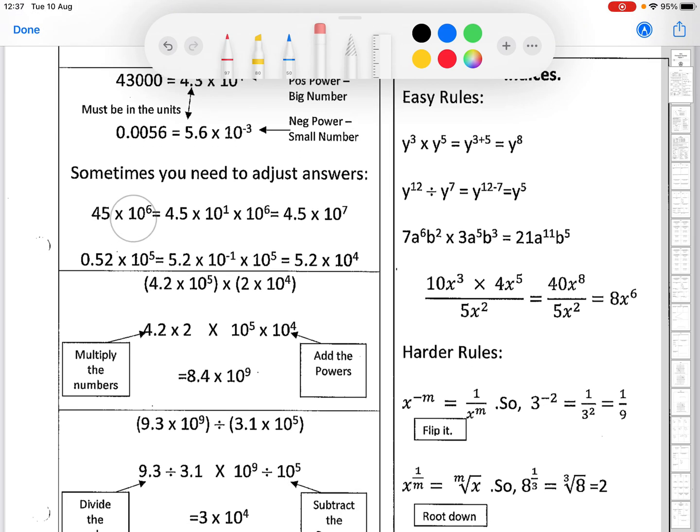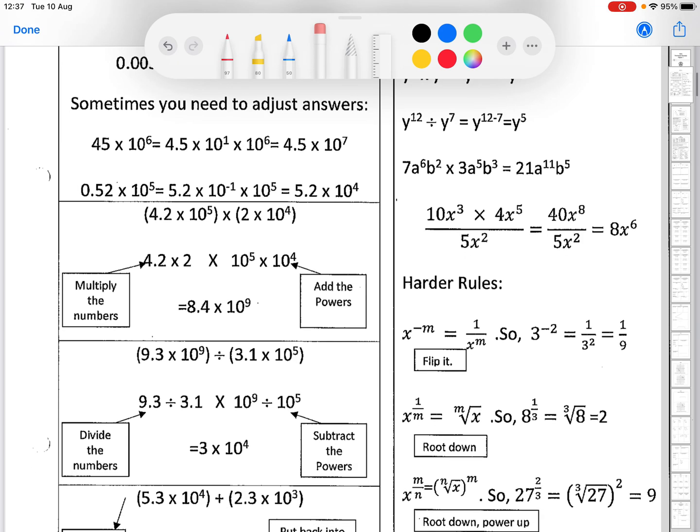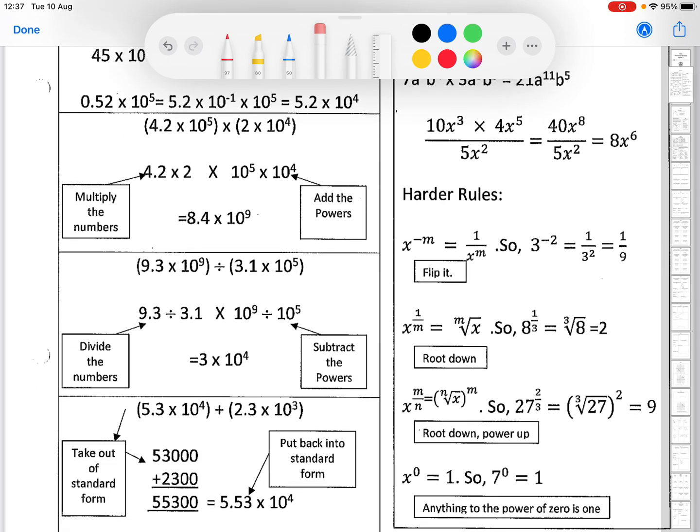Like I said, sometimes you have to adjust it. If you've got 45 times 10 to the power of 6, that's actually 4.5 times 10 to the power of 7. If we are multiplying by another 10, then we would add another number to our power. If you were going the opposite way, so if we had 0.52 and we wanted to turn that into proper standard form, 5.2, we would need to subtract 1 from the power. But if you need to add in a decimal, then you add another 1 to your power.